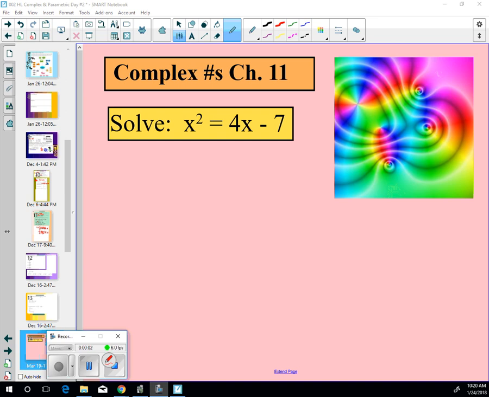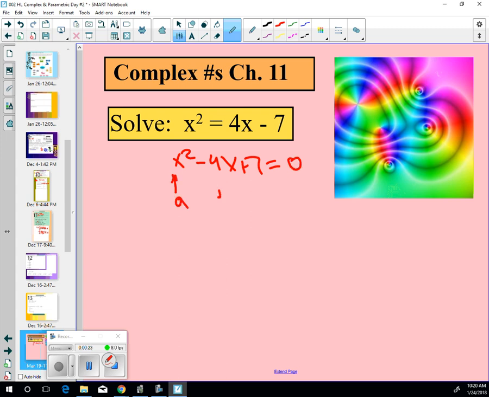Complex numbers, first of all, you have to see the need for it. What value for x will make this true? X squared equals 4x minus 7. What would you do? Well, you probably would go x squared minus 4x plus 7 equals 0. So what we're essentially doing is finding the zeros.